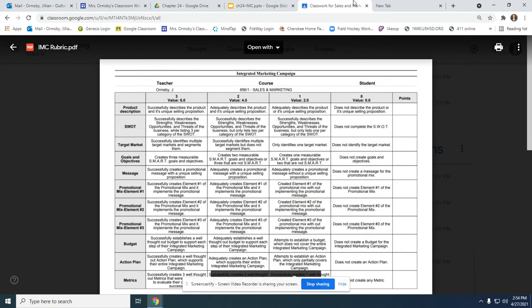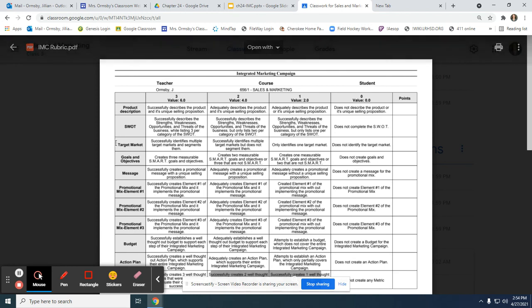Okay. So, for today, what you are going to do is you are going to work on your target market and goals and objectives slides. So, here's a look at the rubric, and it's in Google Classroom if you want to look at it. If you want full credit on your target market slides, you're going to successfully identify multiple target markets and segment them. So you should have multiple target markets identified, and you shouldn't just say women ages 30 to 50. You should really break down and look at not only demographics, but geographics, psychographics, and behaviors.